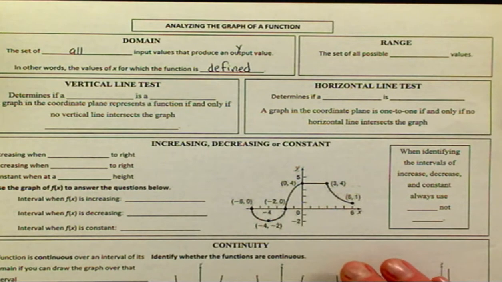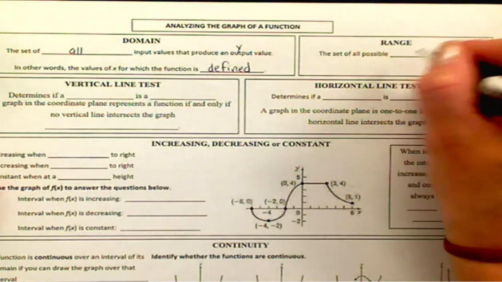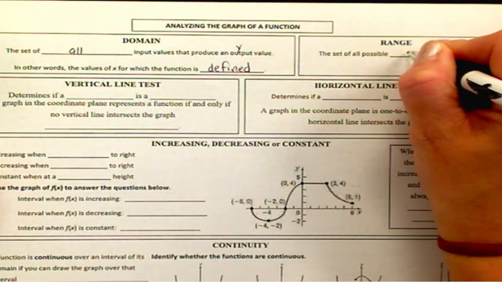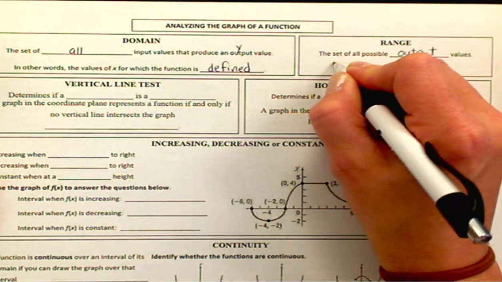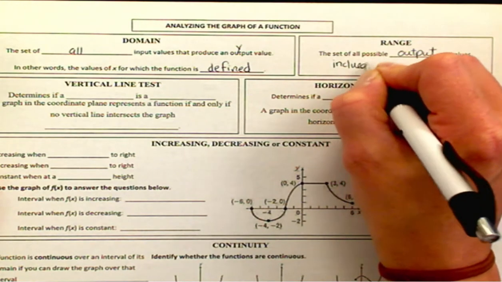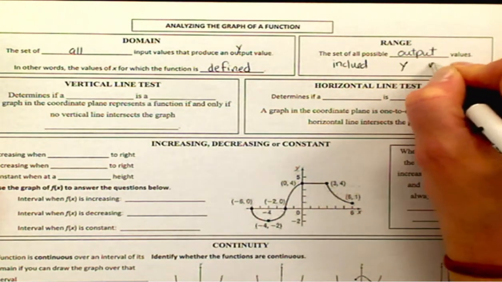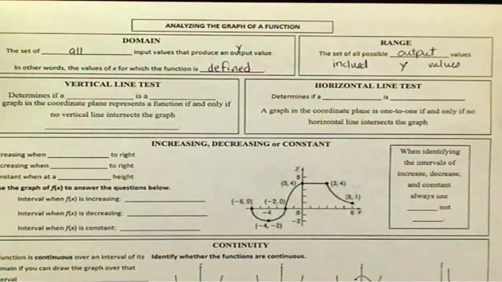Okay, range: the set of all possible output values, which would be included y values. Included means equal to. Okay, read the vertical line test box and see how many of those blanks you can fill in.